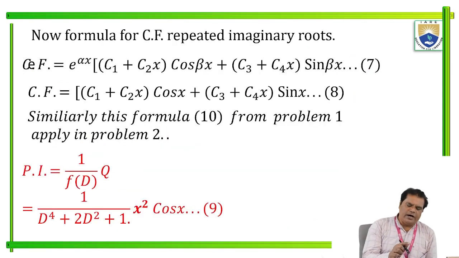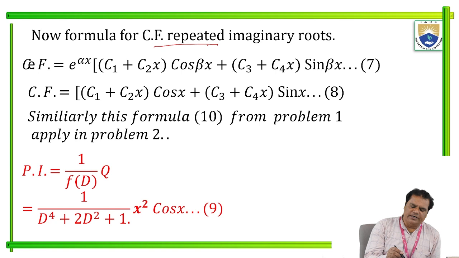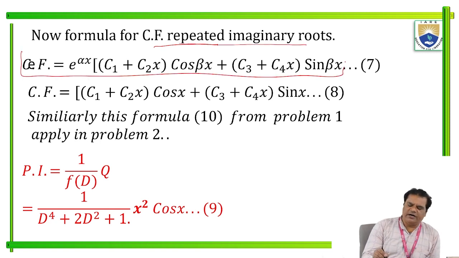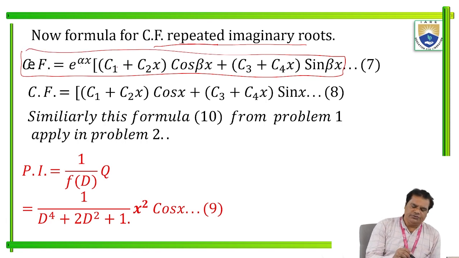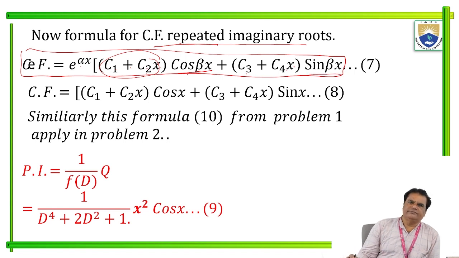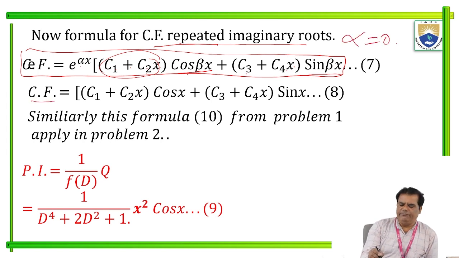Now the formula for the complementary function for repeated imaginary roots. I am writing the general formula for repeated roots: e^(alpha x) [(C1 + C2 x) cos beta x + (C3 + C4 x) sin beta x]. This is the special formula. Now, for the complementary function, putting alpha as 0 and beta as 1.